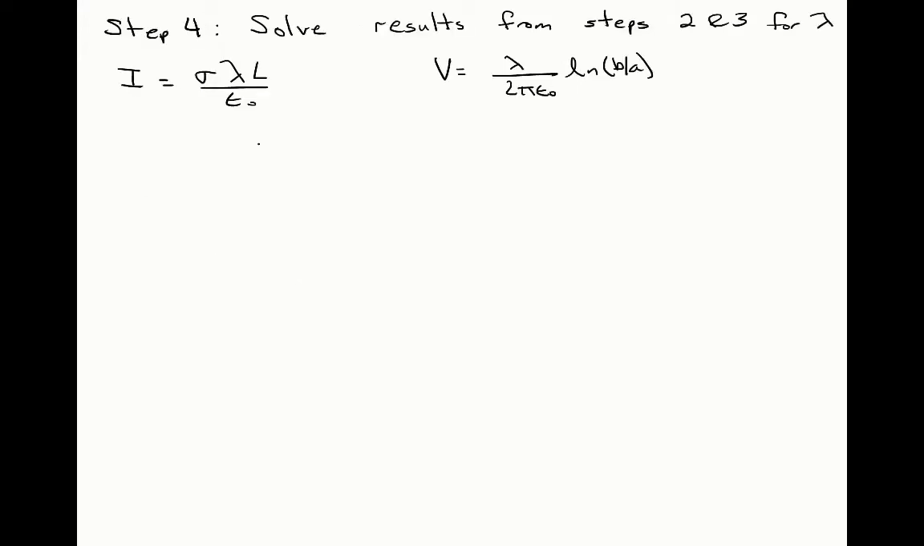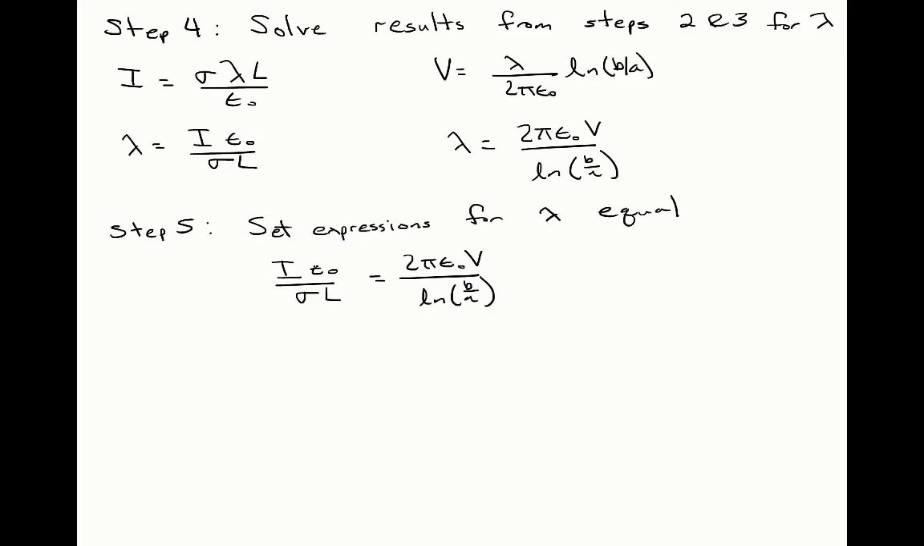Okay, so here are our expressions. Let's solve the one for current for lambda. Now let's solve our other one for lambda. Okay, now we want to set these two expressions equal to each other. Alright, well epsilon naught is on both sides, so we can cancel that out. Multiply both sides by sigma L. Okay, now we have an expression for the current.